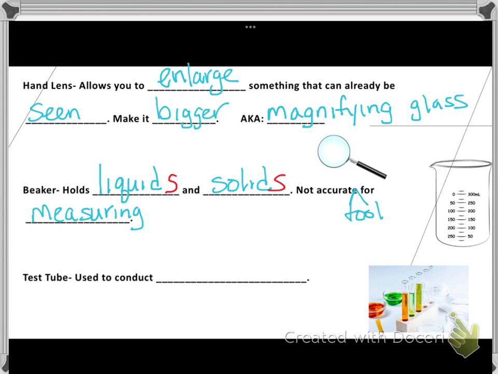As you can see in the picture, the increments are going up by 50s. So how would you ever know if it was between 200 and 250? What number is that? Is it at 210? Is it at 220? You wouldn't know because the increments are too far apart. That's why it's not an accurate measuring tool.